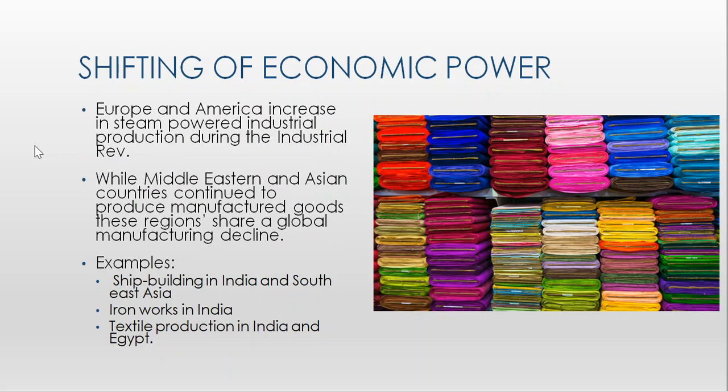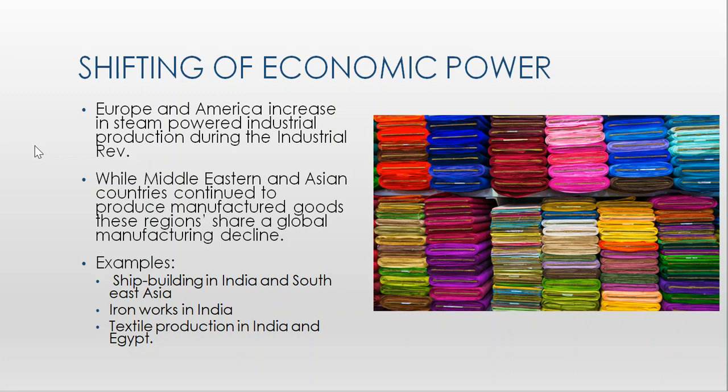We have a shifting of economic power too. So in Europe and America, steam-powered industrial production is increasing during the Industrial Revolution. As northwestern Europe and America become more powerful and implement all these Industrial Revolution technologies, the Middle East and Asia are starting to get left in the dust. They haven't moved into these new sources of technology, so they produce the goods in that region, but they're not going to be able to do it as fast or as efficiently or as cheaply, and as a result, global manufacturing is definitely going to decline in that region.